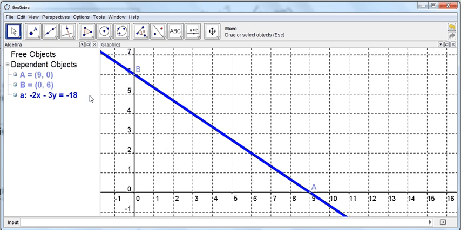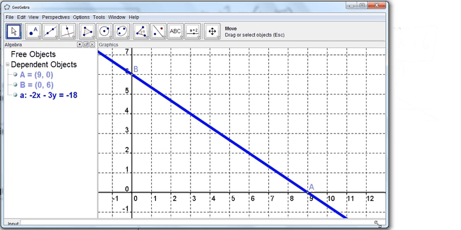Now, if I were going to find out the slope for this, I would add 2x to both sides, then divide by negative 3, and find out what our slope is. I can look at the graph right now and see that it's rising a negative 2, and it's running 3, so our slope is going to be negative 2/3.